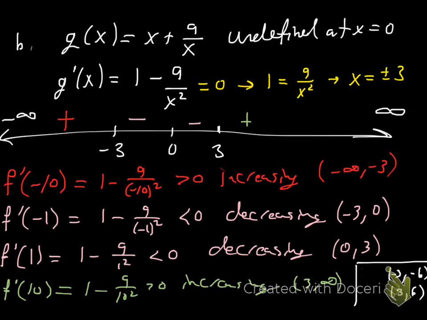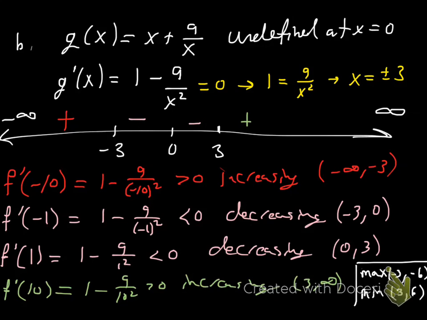So from negative infinity to negative 3, we're increasing, and then we start decreasing after we get past negative 3. So that means this is a max at negative 3. To get the y coordinate, the negative 6, I have to plug that into the original g of x. So then you'd have negative 3 plus 9 over negative 3, and that'll be negative 3 plus negative 3, which is negative 6.